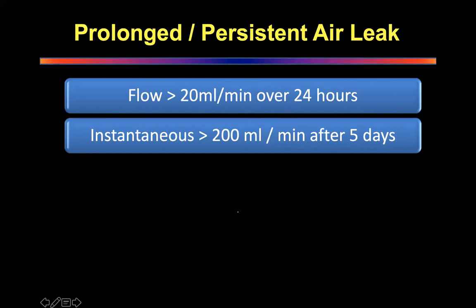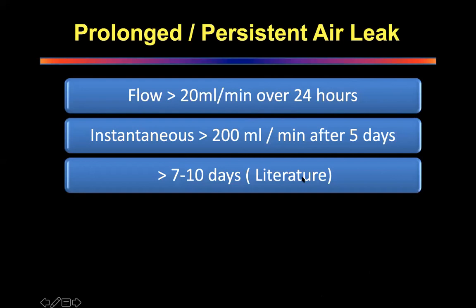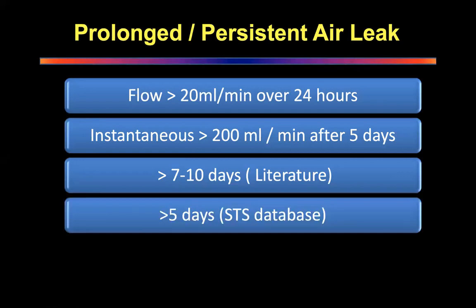Okay, so it is important to understand what is alveolar air leak, what is prolonged air leak, and what is bronchopleural fistula. In the literature, there is a wide variety of papers. Some people talk about 7 days, some people talk about 10 days, some people talk about various things.